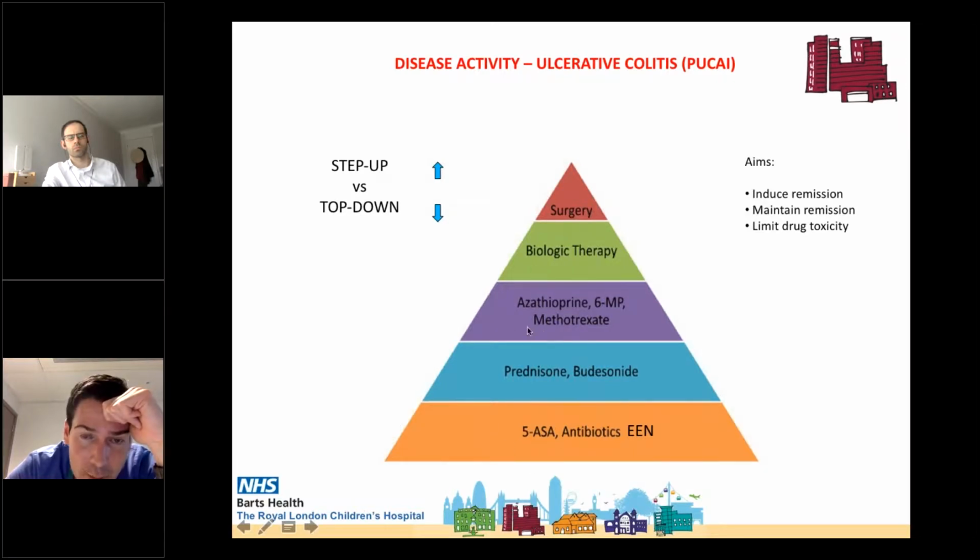So if you climb the pyramid a bit further, you have the immunomodulators: azathioprine, 6-mercaptopurine, or methotrexate. This is what you use when you've tried induction and you feel the patient needs some maintenance. Maintenance with 5-ASA is not enough in your ulcerative colitis patient. You will consider giving azathioprine or 6-mercaptopurine.